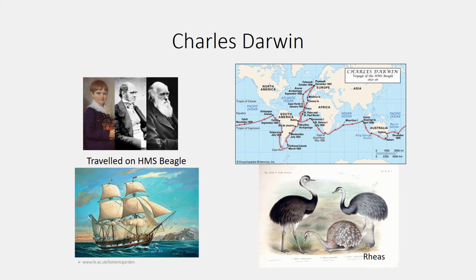Charles Darwin, shown with pictures of him in childhood and as a younger and older man, was invited to be the scientist on board the ship HMS Beagle. As you see by the map, he journeyed around the world visiting many countries. He very carefully wrote down everything he saw and found, and his records can be seen today in London's Natural History Museum. He noticed that many animals had similar-looking, closely related species living in different places. For example, the rhea birds in the picture.